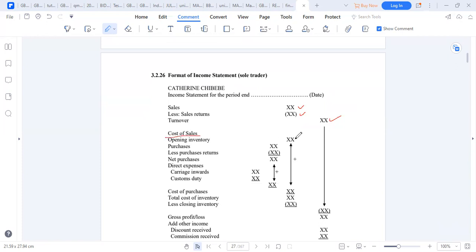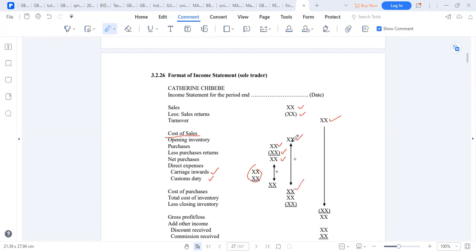Then we go to the cost of sales. Cost of sales, we start with opening stock. Then we have purchases. We subtract purchases returns if there are any. So we get our net purchases. So remember, to the purchases figure, you can add carriage inwards, because of the transport of bringing the goods into the business, or the customs duty. This adds to the purchases figure.